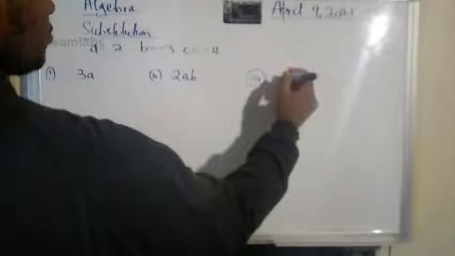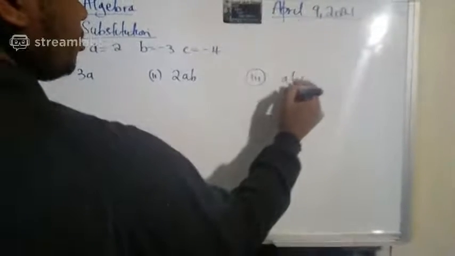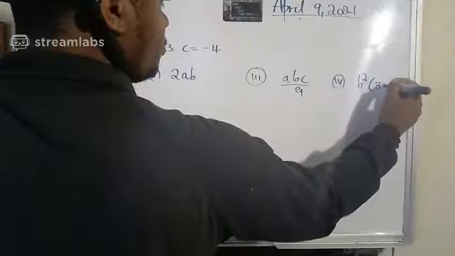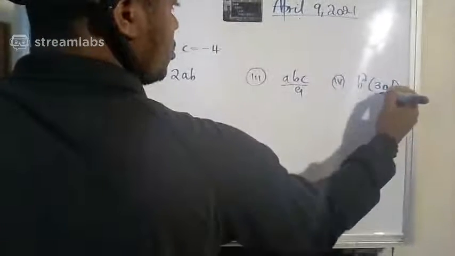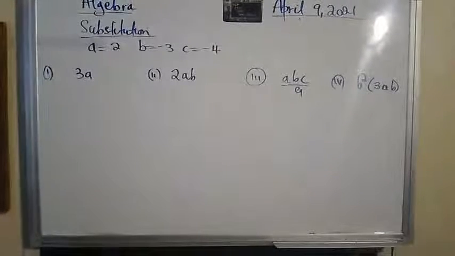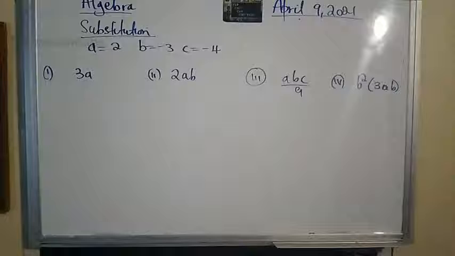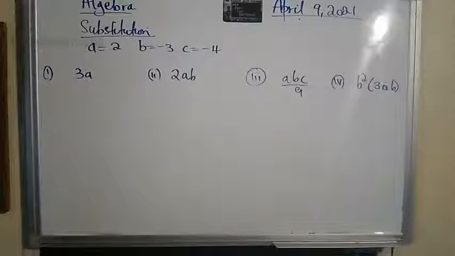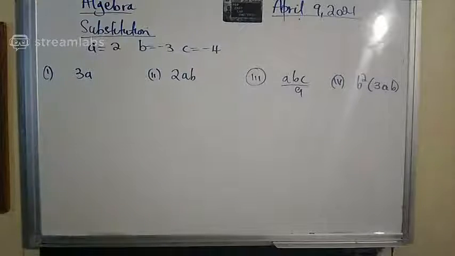Let us say we have abc divided by a. And to make it a little bit complex, we're going to say b squared bracket 3a. So we're going to look at these. These are not on the worksheet, but just to show you substitution. Remember what I said algebra was? Algebra is basically the use of letters to represent numbers. That's very important to remember. Algebra is a branch of mathematics that uses letters to represent numbers.